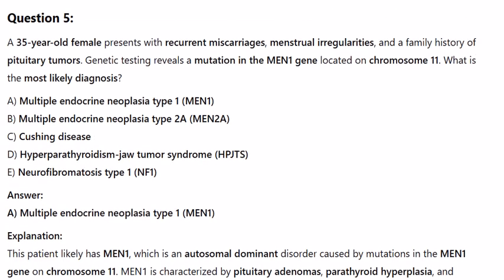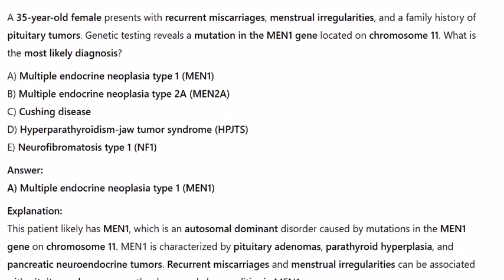Question 5. A 35-year-old female presents with recurrent miscarriages, menstrual irregularities, and a family history of pituitary tumors. Genetic testing reveals a mutation in the MEN1 gene located on chromosome 11. What is the most likely diagnosis? A. Multiple endocrine neoplasia type 1, B. Multiple endocrine neoplasia type 2A, C. Cushing disease, D. Hyperparathyroidism-jaw tumor syndrome, HPT-JT, E. Neurofibromatosis type 1, NF1. Answer: A. Multiple endocrine neoplasia type 1, MEN1.